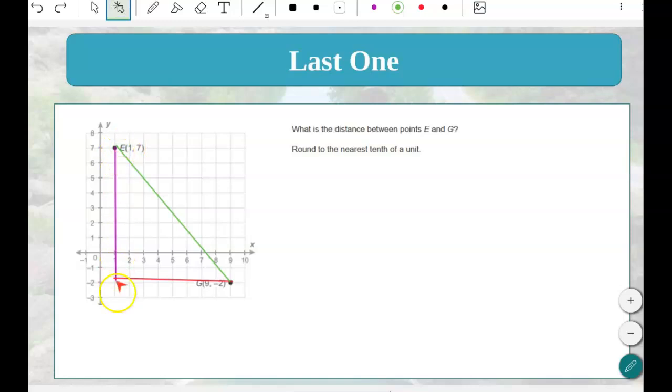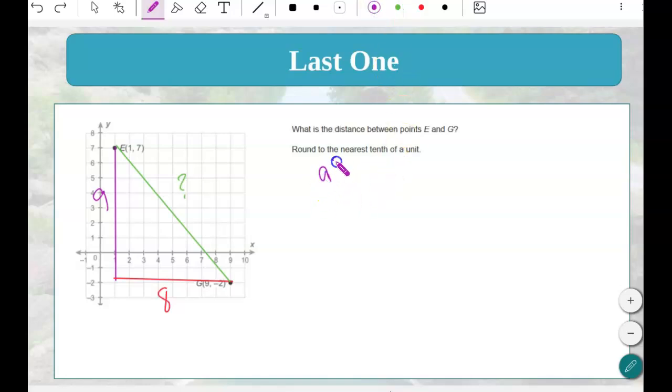So the length of this side, you're just going to count the units. It's 1, 2, 3, 4, 5, 6, 7, 8, 9. All right, so we're going to put 9 there. And this side, 1, 2, 3, 4, 5, 6, 7, 8. So this side is 8. And we're looking for this side.